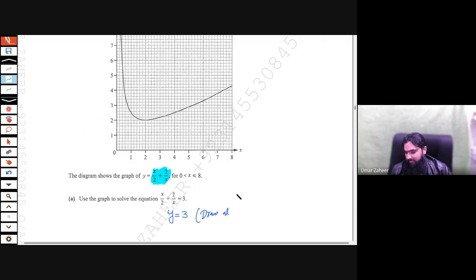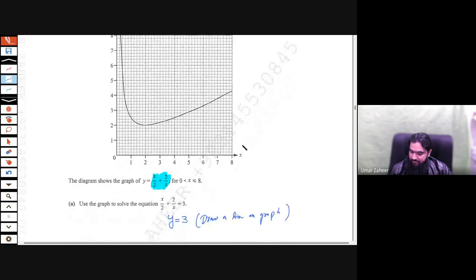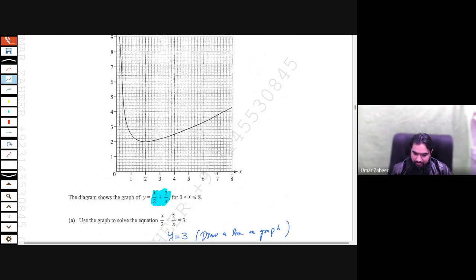Now I will draw a line on the graph because I need to solve it. So y is equal to 3. y is equal to 3 is the line.